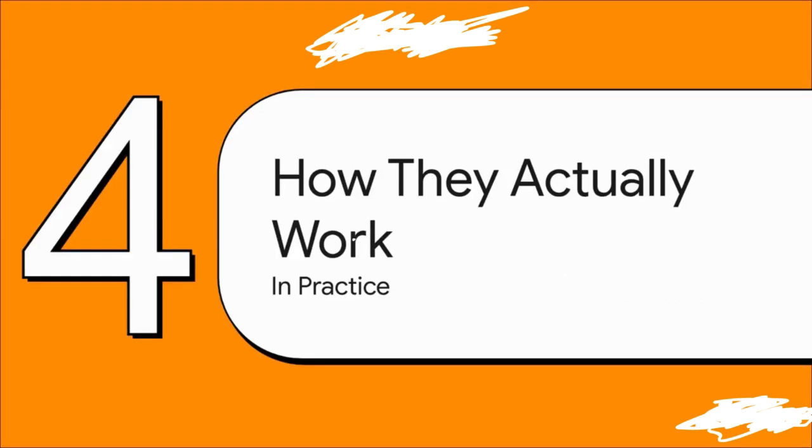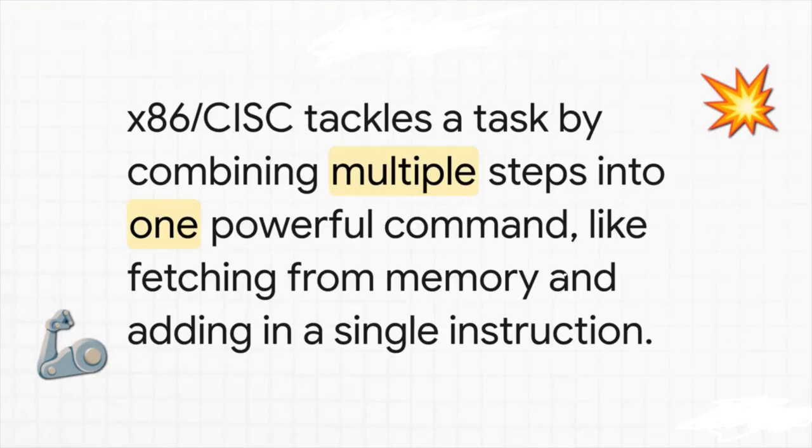But what does this actually look like when a processor has to, well, do something? Let's imagine a really basic task, okay? We need to add two numbers together, and one of them is sitting out in the computer's memory. For an x86 chip, this is a one-and-done kind of job.